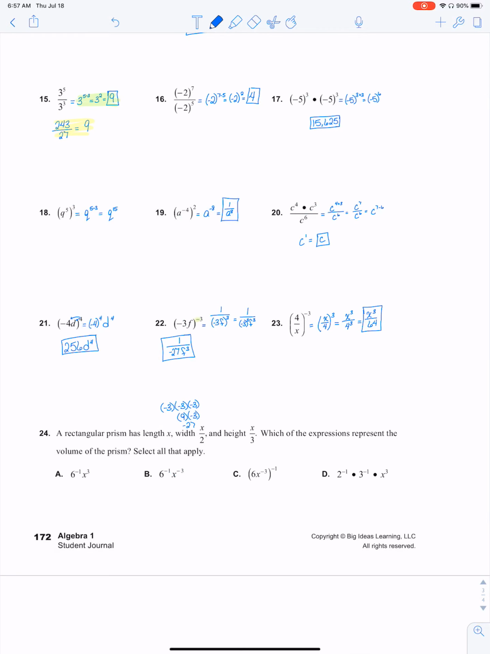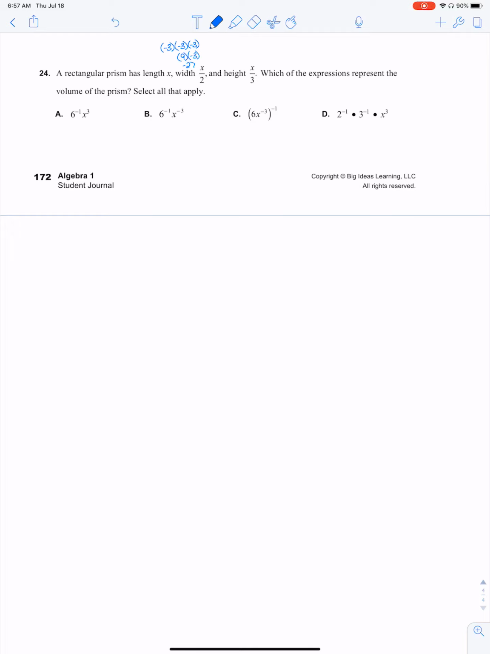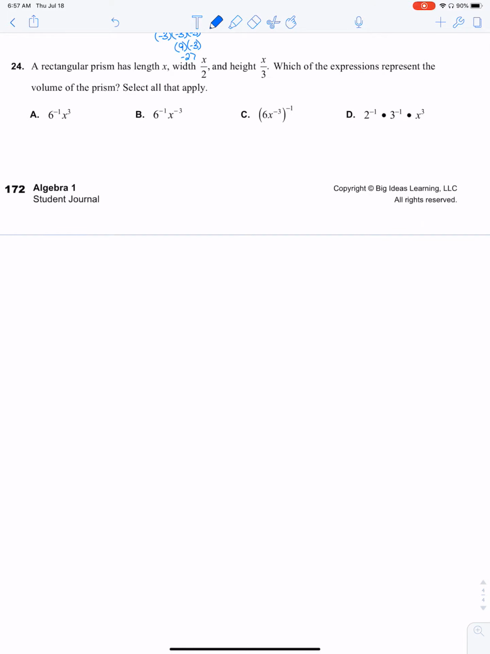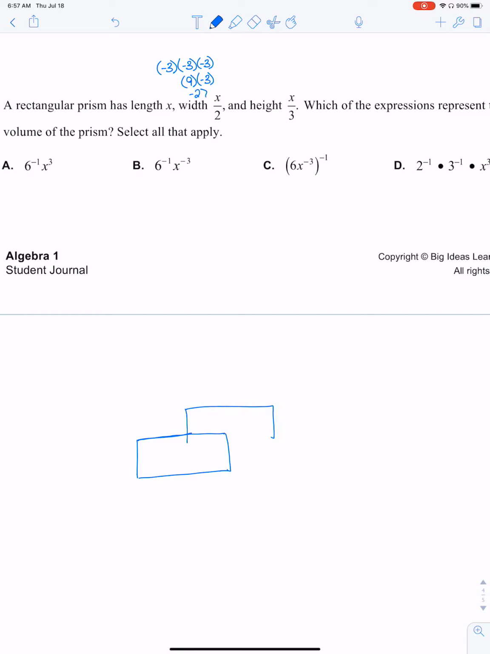Okay, our last problem here I'm seeing is a, what do you call it? Word problem. Sorry. Okay, about a rectangular prism with a length, width, and height. So when in doubt, draw it out. Okay, I'm drawing my rectangular prism. Not too shabby. Normally I'm very bad at drawing.